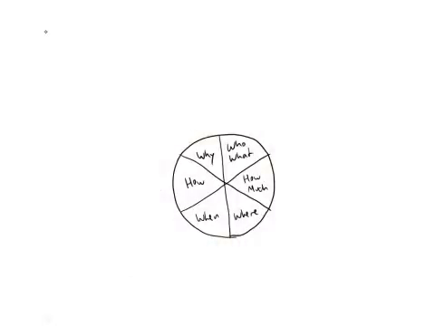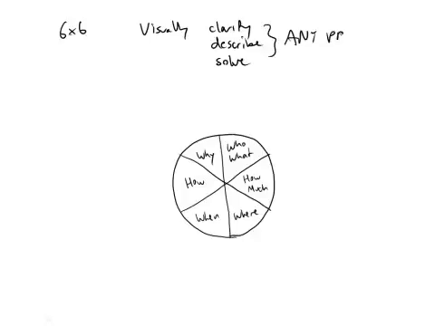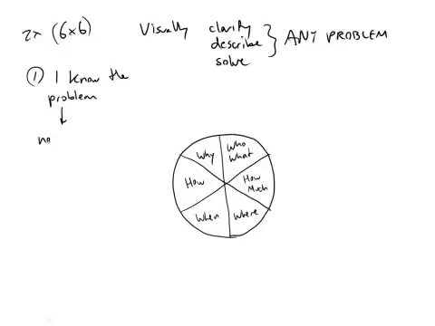There are two ways we can use the 6 by 6 rule to help us visually clarify, describe, and ultimately solve any problem. Two ways we can do that. The first way we're going to call the I know the problem. Now I need to know which picture to draw.